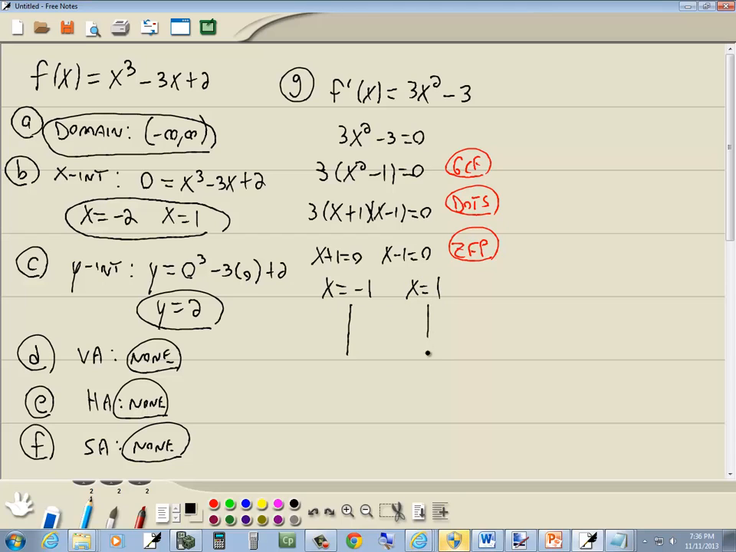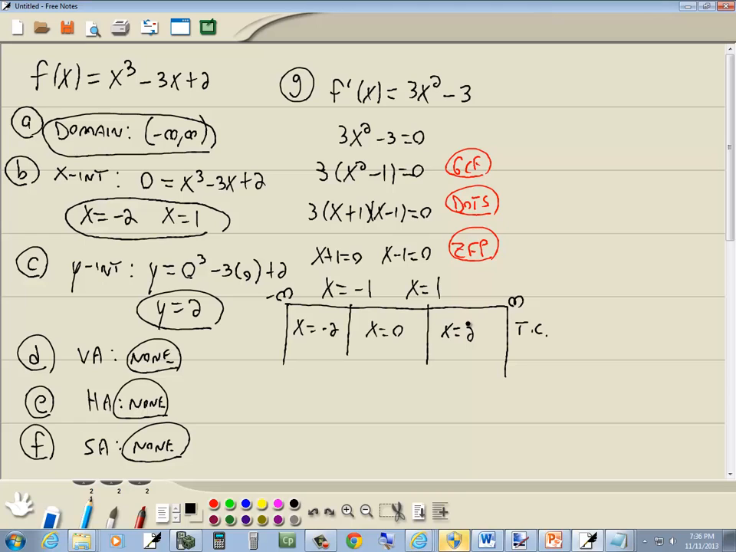Now we want to build a table of intervals. Clear over here is negative infinity. Clear over here is positive infinity. We want to choose test cases. Something between negative infinity and negative 1, like negative 2. Something between negative 1 and 1, like 0. And something greater than 1, like 2.